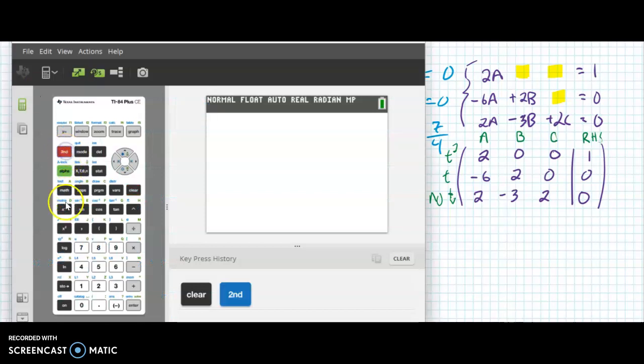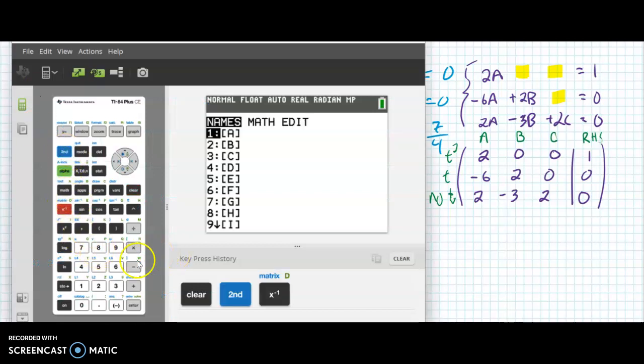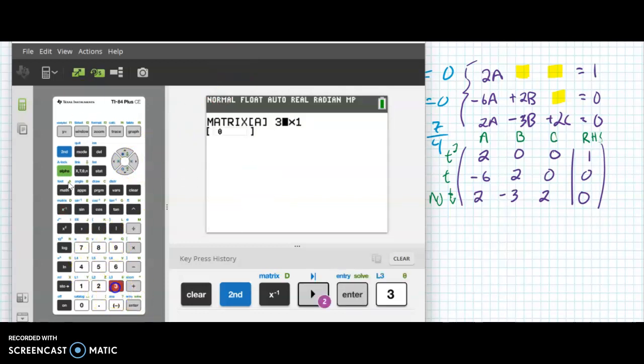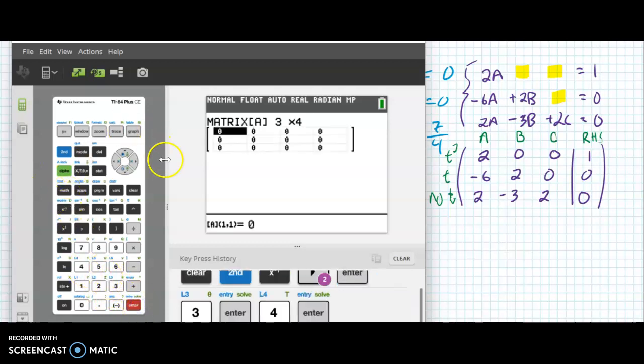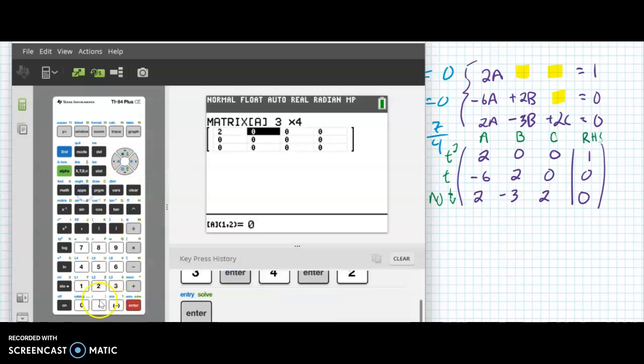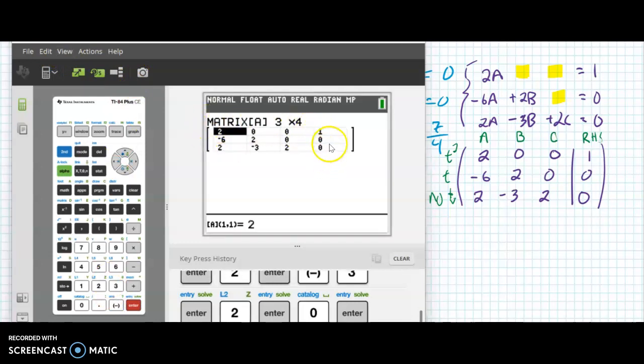On my calculator, I go into the matrix. You can follow my keystrokes by watching my red button. So I go into the matrix, I go over to edit, hit enter. I make this a 3 by 4, and then I type my numbers in, 2, and then 0, and then 0. I'm going to pause and put it all in. You can see this matrix here matches the matrix that I have right there.